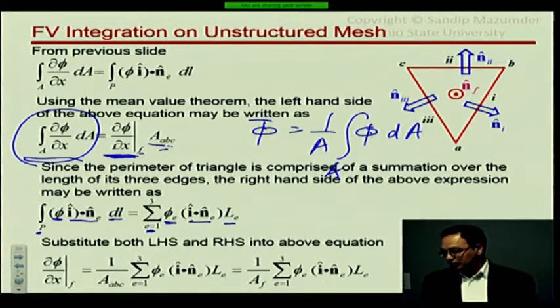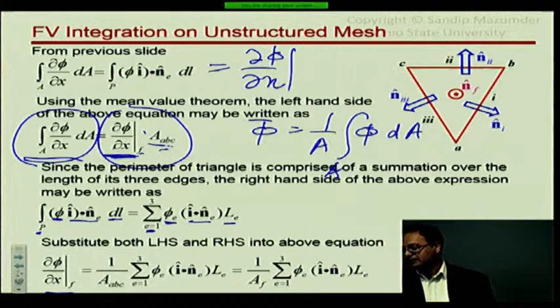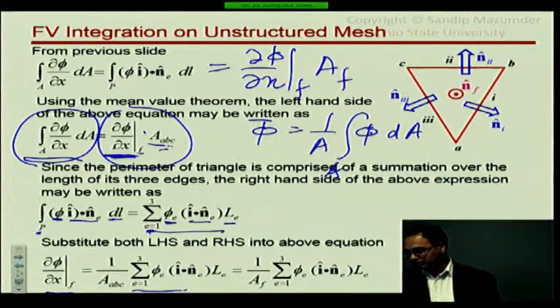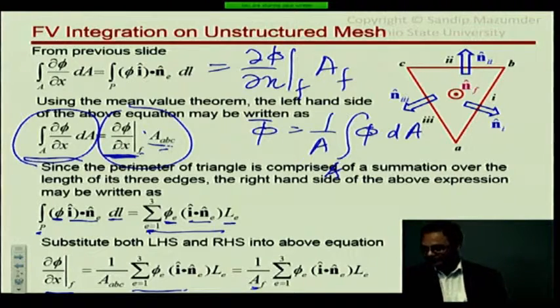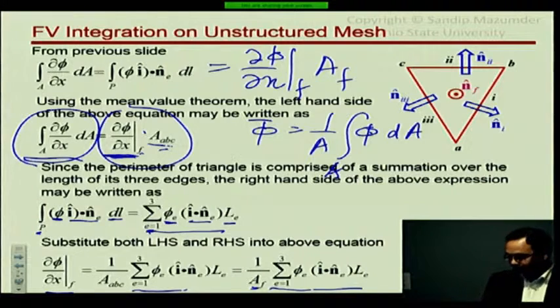So d phi dx at the face, which I wrote as this, is basically d phi dx at the face times area at the face. Area ABC is nothing but area of the face. So that becomes 1 over area ABC times this quantity, which I got from here, and area ABC, as I said, is the same as the area of the face. So that's my d phi dx at the face.